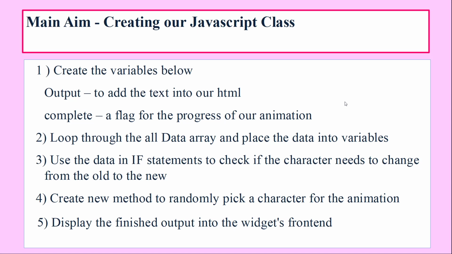Our main task today is to create the variables below. Once we've done that, we need to make sure that we loop through the data array, the all data array that we created in our last method, and we need to place them into their correct variables in our new method. We then need to use if statements to find out what we need to change, and then we need to create a new method that randomly picks that character for the animation and then display the finished output into the widget front end. So these are the tasks that we're going to be doing today.